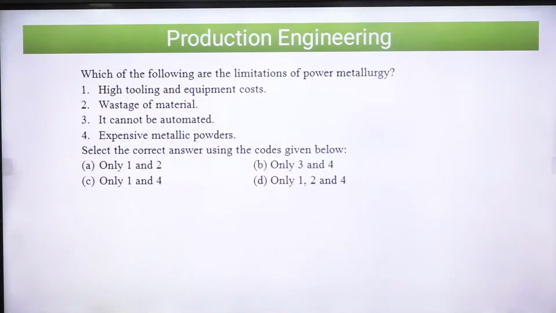Just see this. Go through this one. Which of the following are the limitations of powder metallurgy?